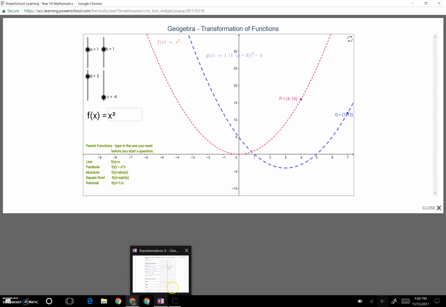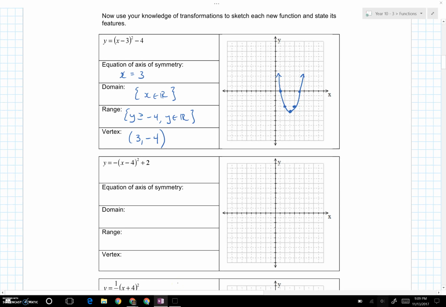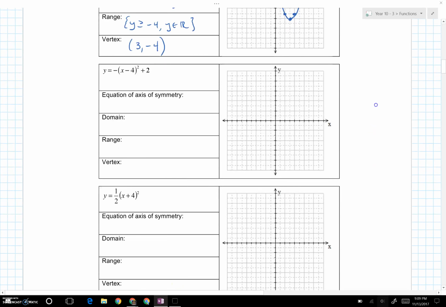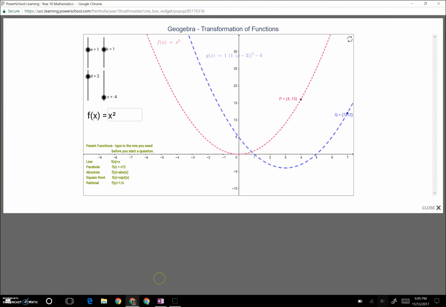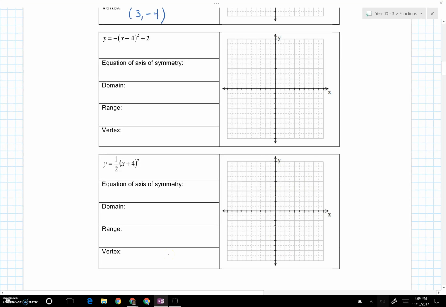So I would like you to tackle these two questions. You may use the software, or you may use your generic understanding of how to transform quadratics. So everybody give that a try, please.